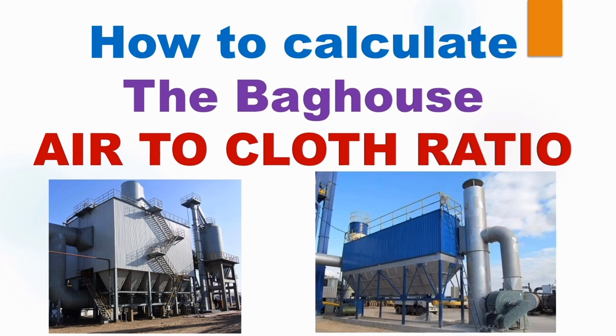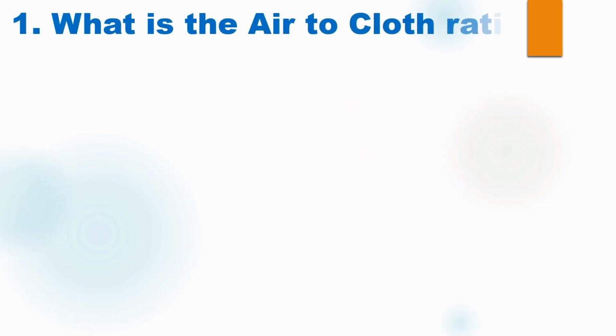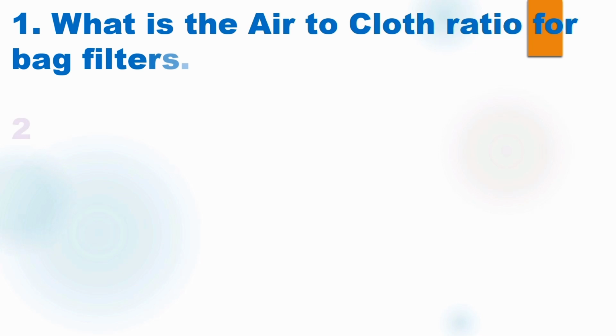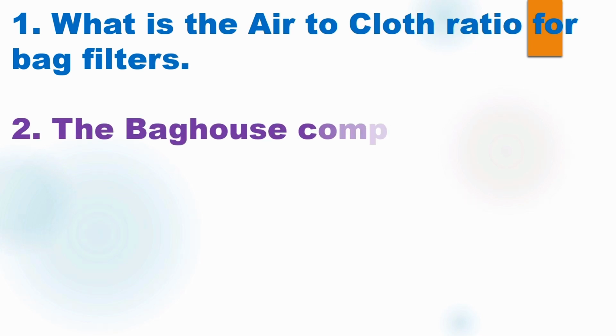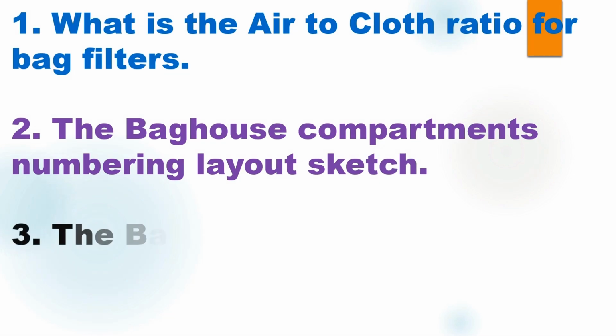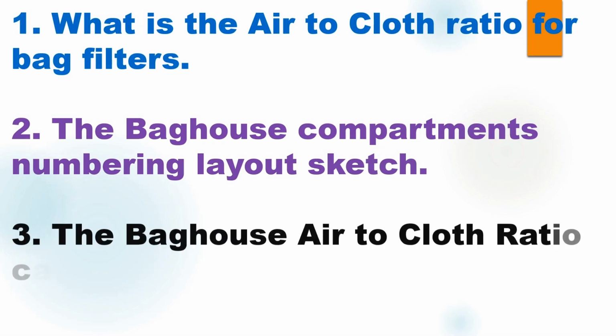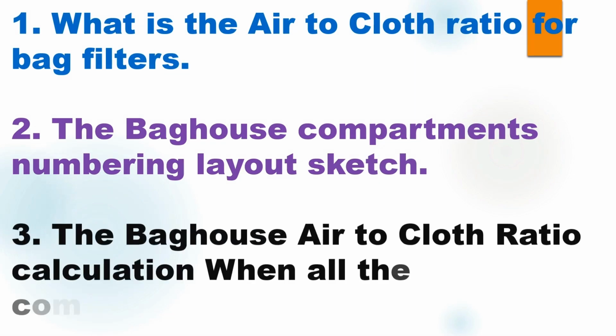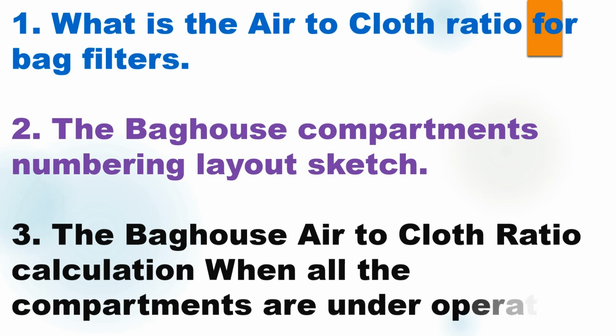The following topics will be discussed today. The first topic is, what is the air-to-cloth ratio for bag filters? The second topic is the baghouse compartment numbering layout sketch. The third topic is the baghouse air-to-cloth ratio calculation when all the compartments are under operation. Next, we will discuss the above topics in the upcoming slides.